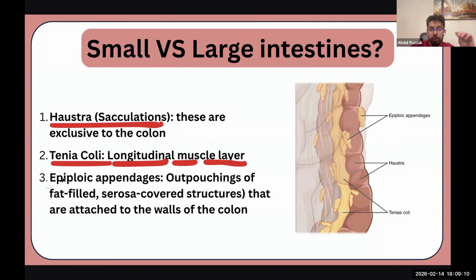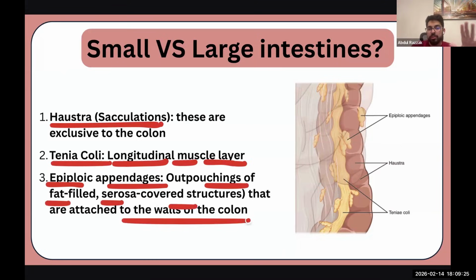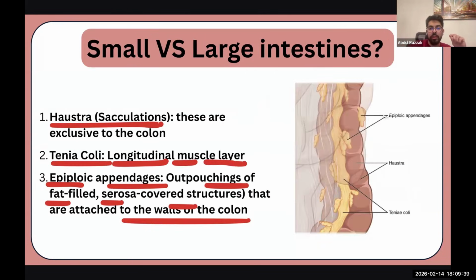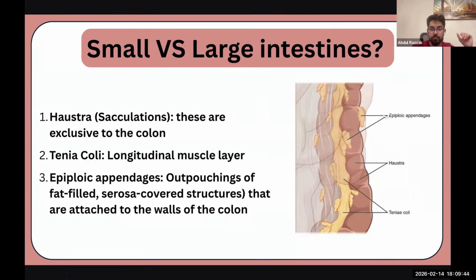The third one are epiploic appendages. These are basically those random sacs thrown all around the colon, which are pouchings of fat-filled serosa-covered structures that are attached to the wall of the colon. And the main function is protection of the colon from outside injuries, تمام? So you have all these appendages and sacs of fat that are covered by serosa thrown all around the colon. So you'd find them here, here, here, here, all over the colon. These are the main 3 identifying features of large intestines grossly, تمام?